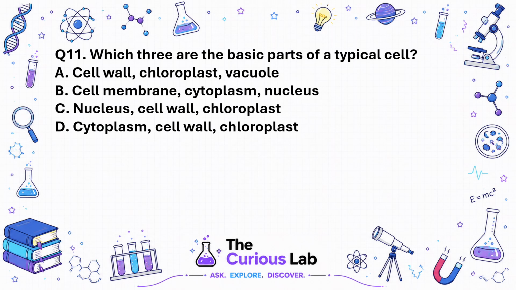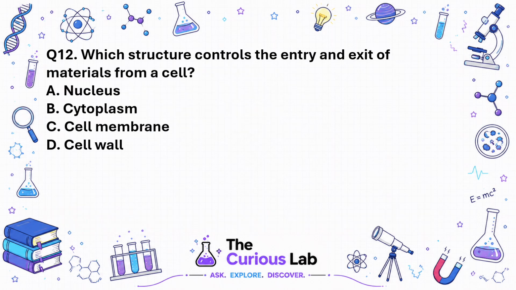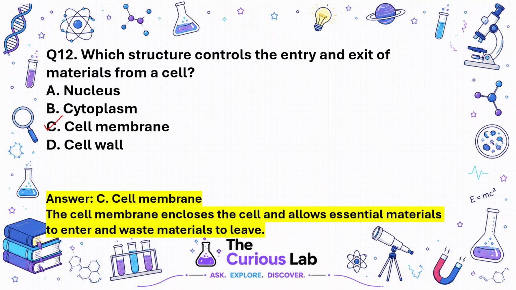Next question. Which three are the basic parts of a typical cell? So the correct answer is B. We know that every cell has a cell membrane, cytoplasm, and a central nucleus. Next question. Which structure controls the entry and exit of materials from a cell? The answer is cell membrane.